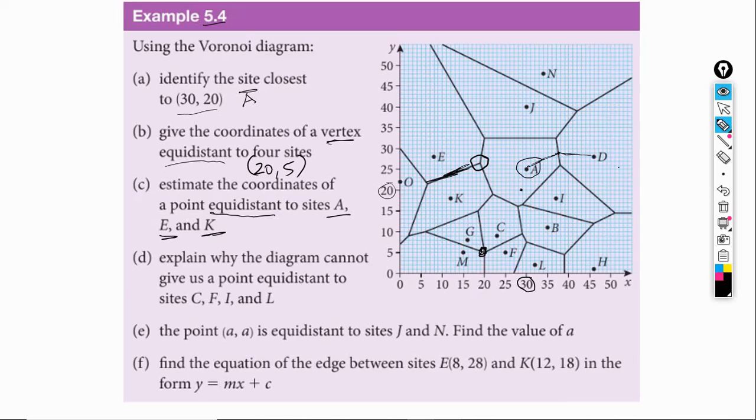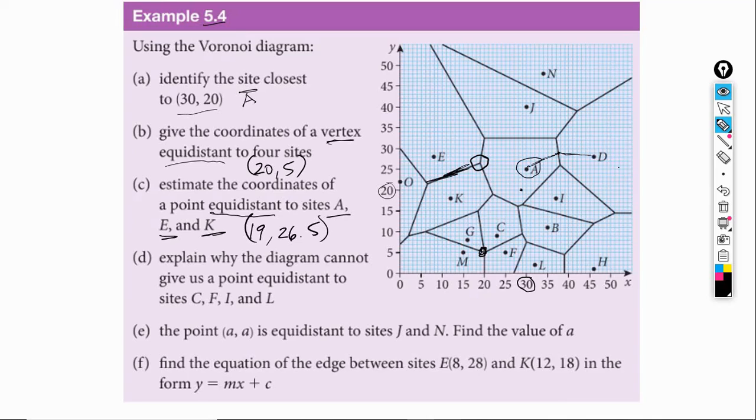And let's estimate that coordinate. Now, please forgive me because I cannot see those lines too well, but it seems to be 19 here. And I'm going to guess about 26 and a half. So let's say 19, 26 and a half.